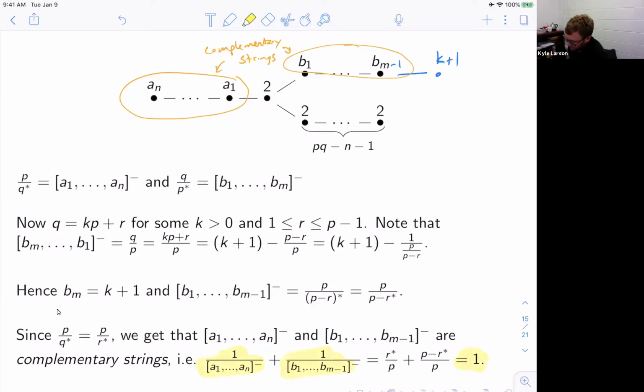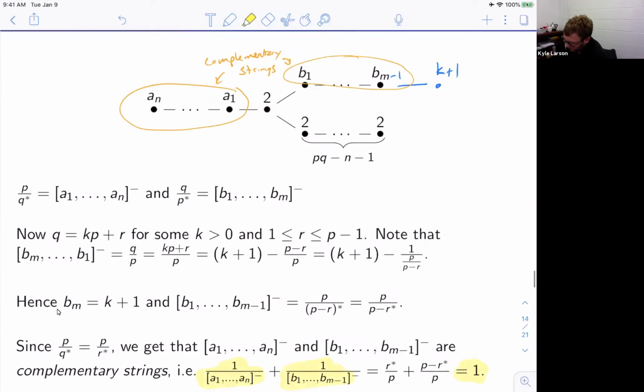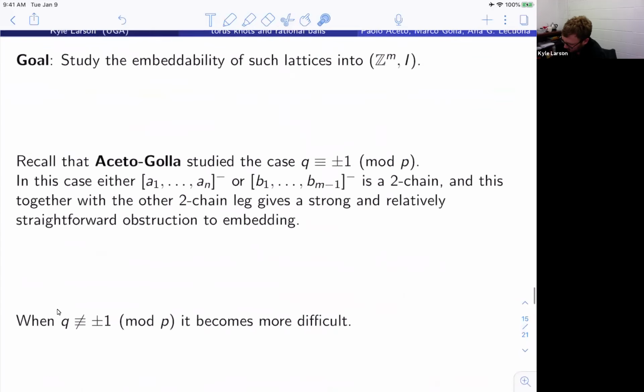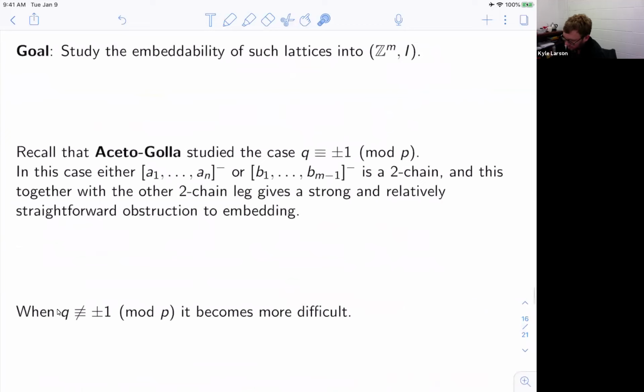It happens to have several nice properties, and I'll mention one or two of them. So this is actually what we're working with, right? We have a lattice, it's not arbitrary. We have a two-chain leg, and then we have this one extra vertex, and then we have these two strings which are complementary. And this is what we have to study. The strategy then becomes to study the embeddability of such lattices into the standard lattice of the same rank.